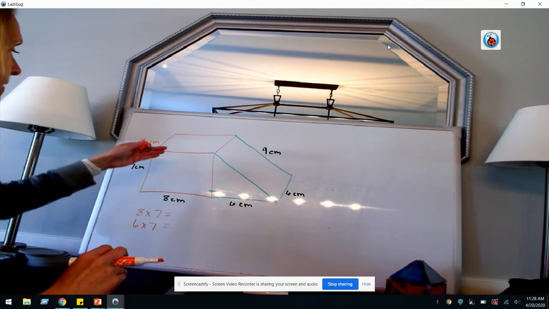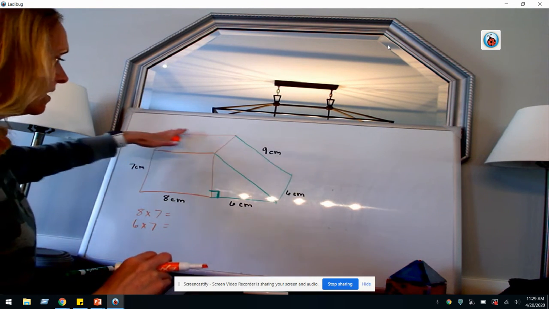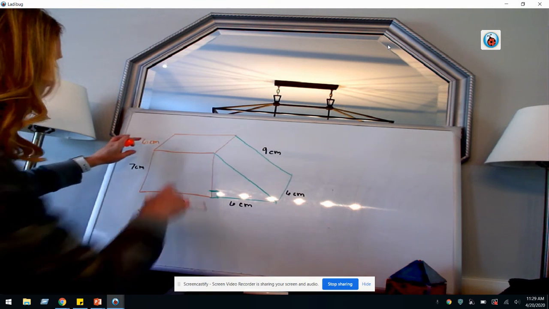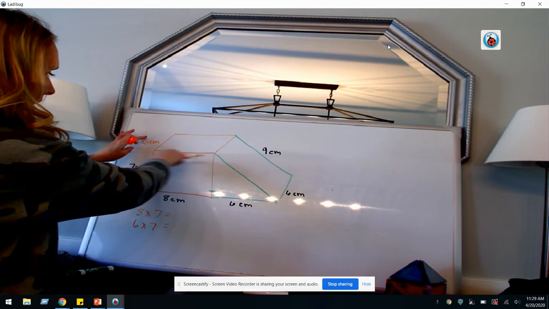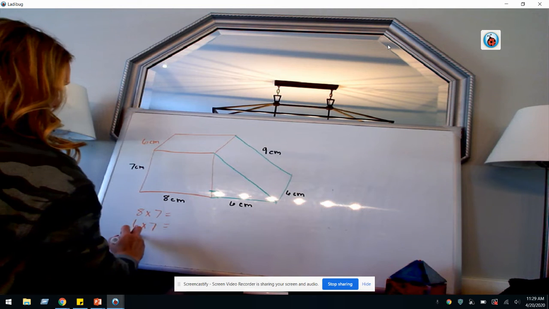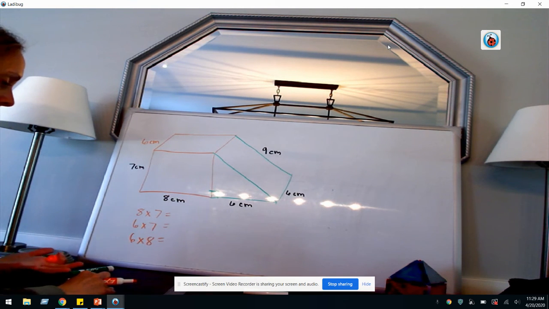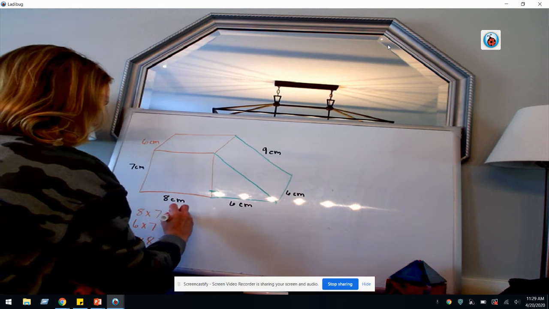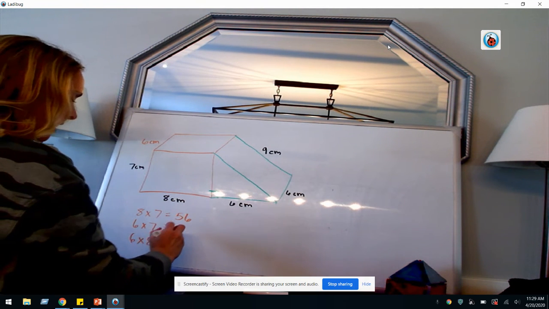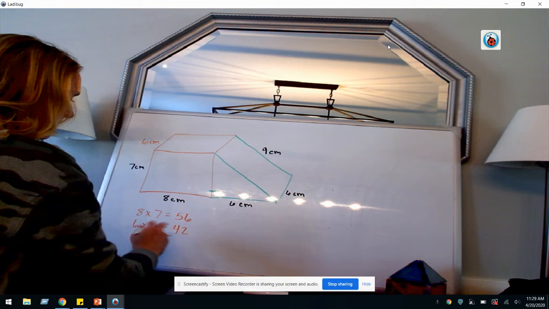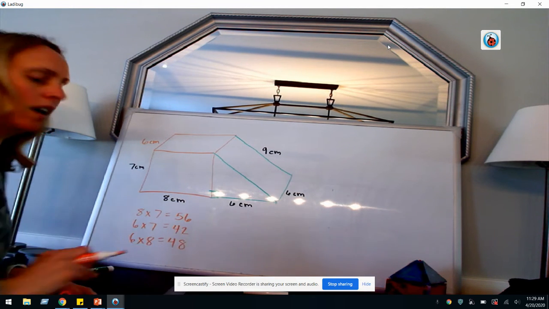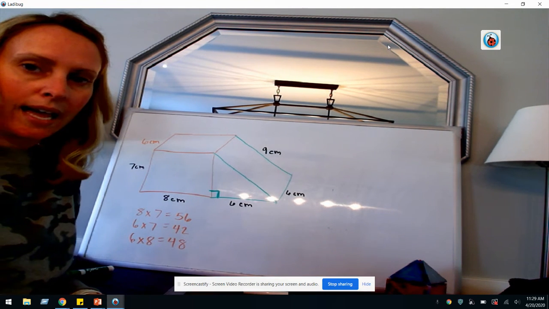And then I've got this top part here. This top part would be 6, and then our length here would have to be 8. So 6 times 8. All right, so I would multiply all these. 8 times 7 is 56. 6 times 7 is 42. 6 times 8 is 48. All right, so that's 3 sides.